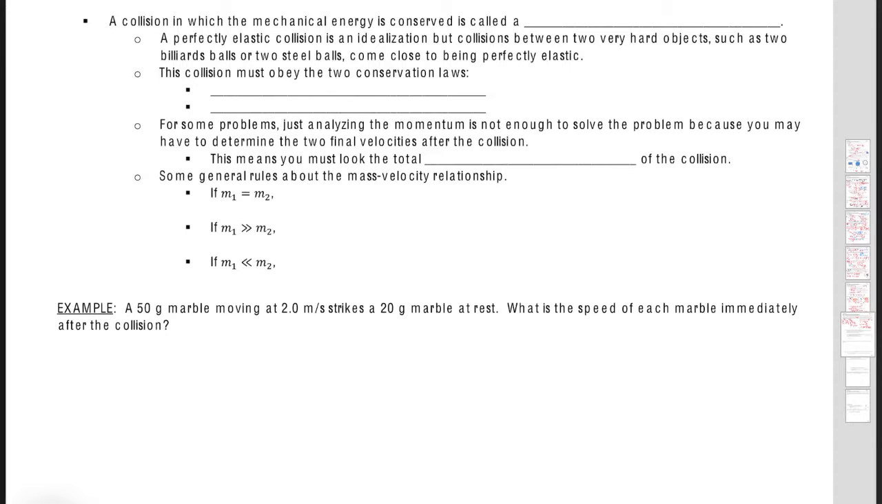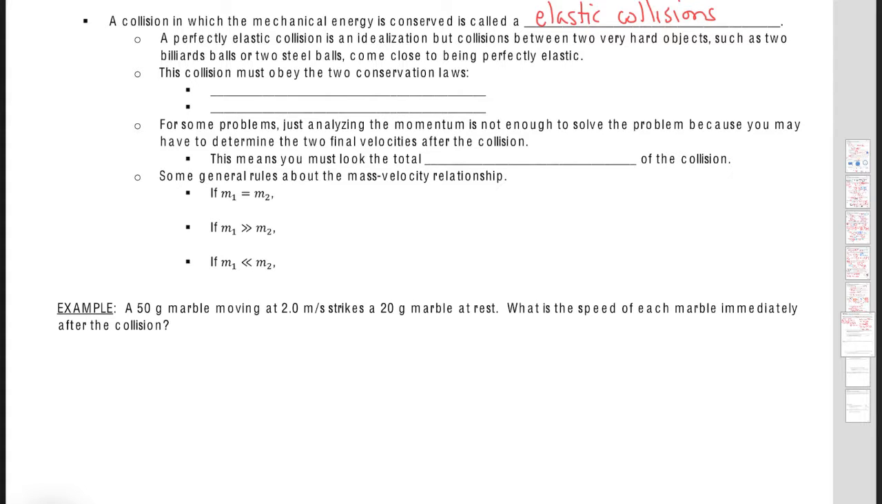Alright, so in this video we're going to focus on elastic collisions. The definition of an elastic collision is one in which mechanical energy is conserved. In the previous video we talked about inelastic collisions, and we said that energy was not conserved. That's really the difference between the two types of collisions. Momentum, regardless of the collision, will be conserved.